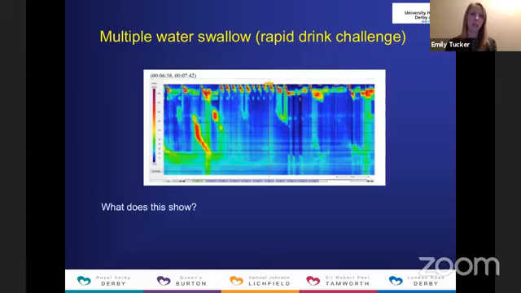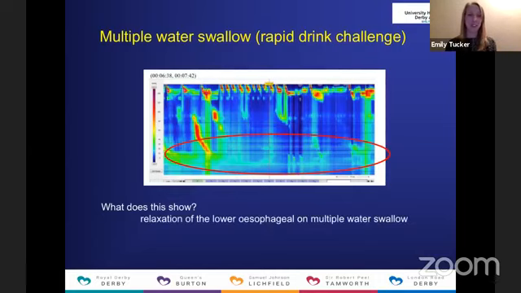Okay, so what does this show? Clear opening of your lower esophageal sphincter on your multiple water swallow, but you can see how that gives you additional data. Now, I don't think, unfortunately, this person went on to have solid swallows, which probably would have been helpful in this scenario. This is outflow obstruction.